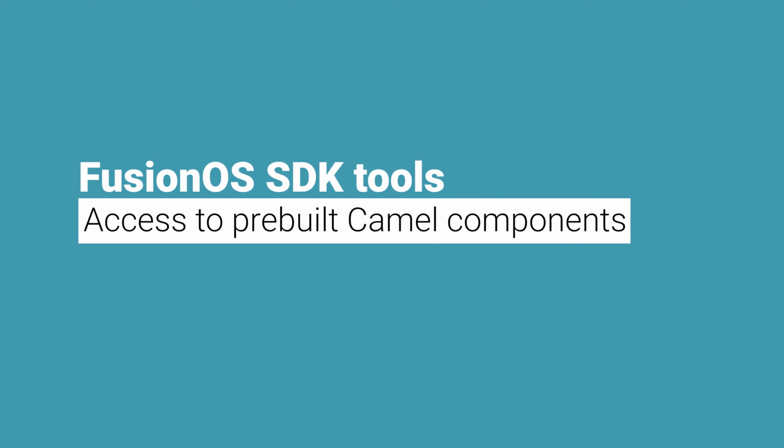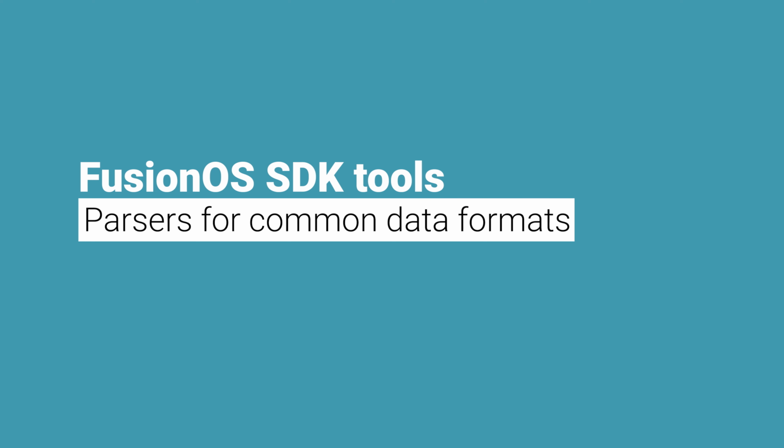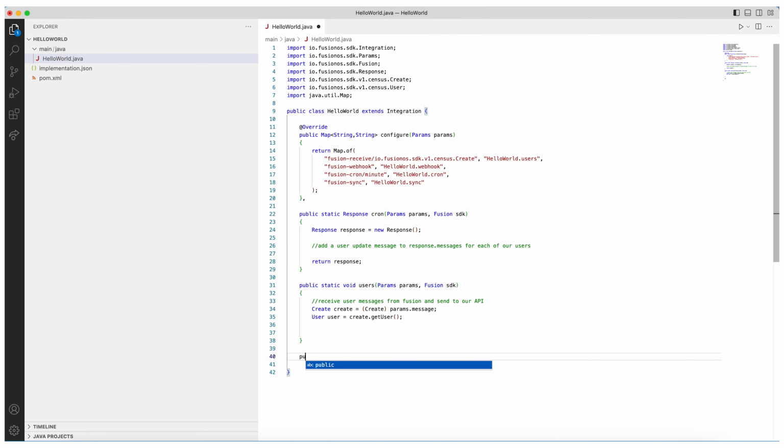FusionOS also gives you access to pre-built Camel components for many popular platforms and protocols, such as HTTP, AWS, Azure, Google, Salesforce, and more. You'll also find parsers for common data formats, such as CSV, HL7, RSS, iCal, and zip files. And you'll have the ability to drop into code for more complex work. Please note that while Camel is natively written in Java, the Fusion SDK allows it to be called from any of the supported runtimes. These include Java, Python, Node, Go, Ruby, and .NET C#.